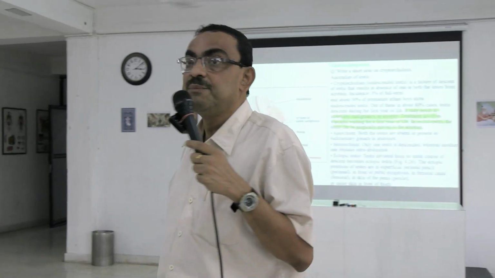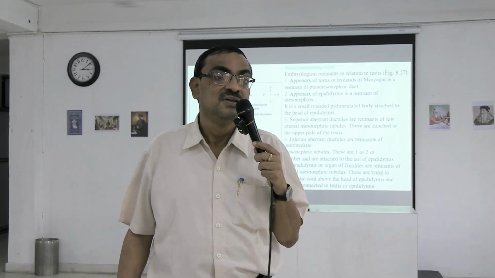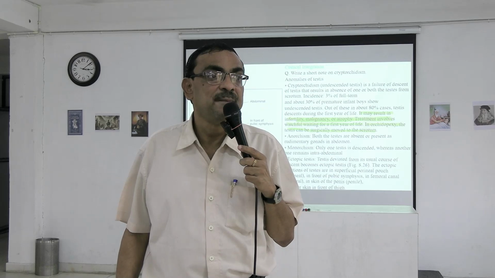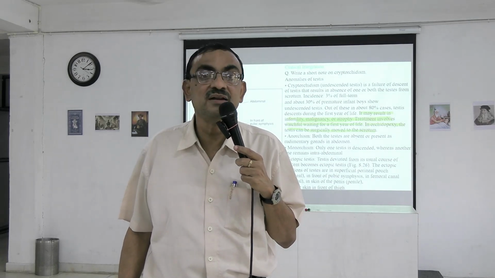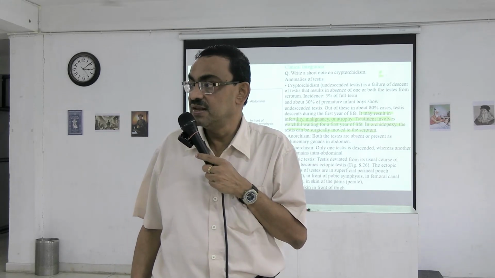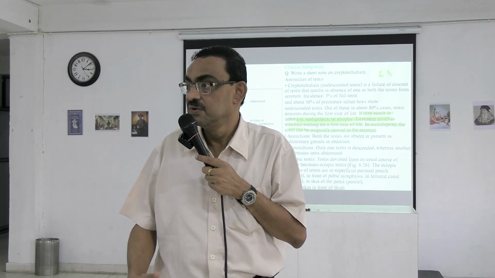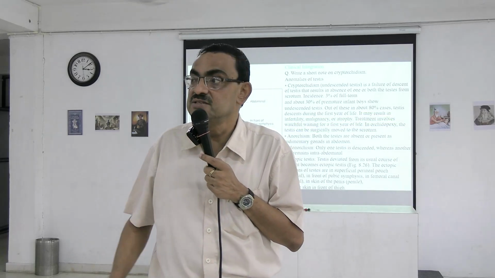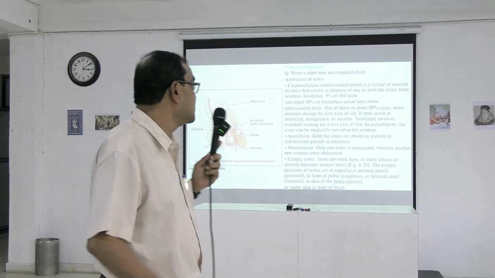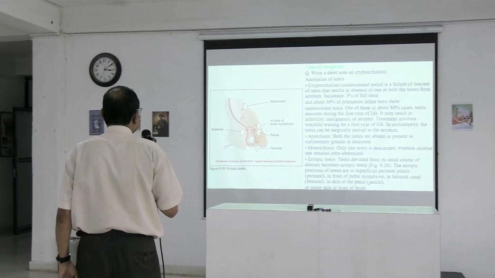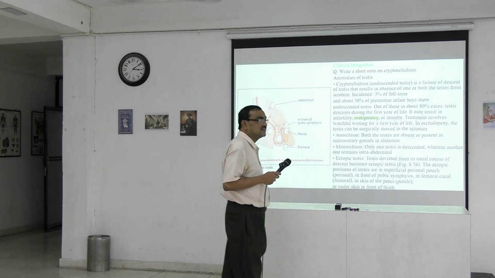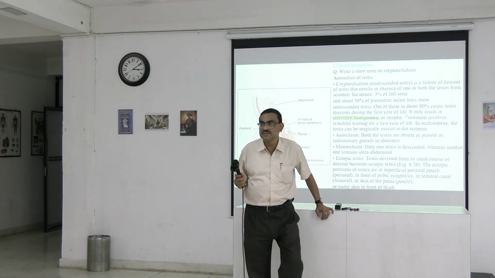Next, in cryptorchidism, there is a chance that seminoma, that is testicular carcinoma, will develop. Okay, if it is not corrected, if it is not put in the scrotal sac, there will be a chance of malignancy, infertility, atrophy. There are so many things.